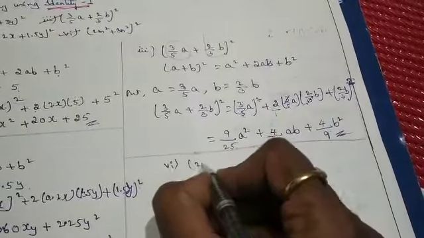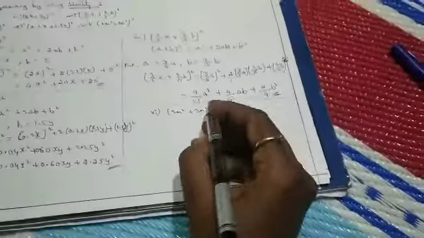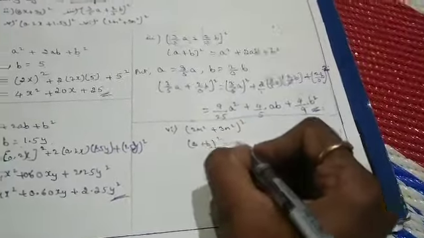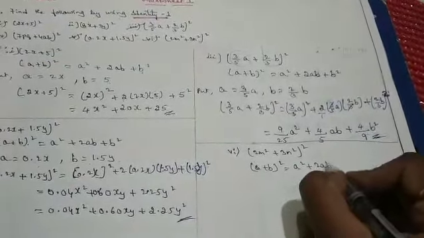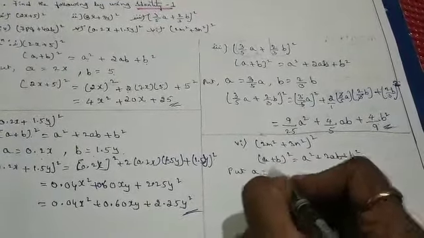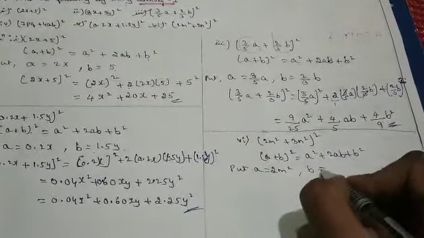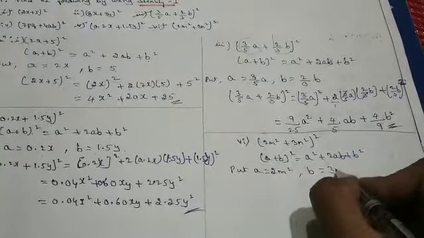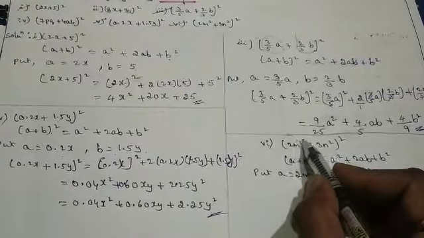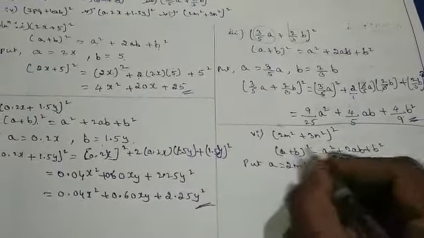Now we'll move to the sixth question. The sixth question is (2m square plus 3n square) whole square, right? Now apply the (a plus b) whole square formula: (a plus b) whole square equal to a square plus 2ab plus b square. Then put a is nothing but 2m square, and be aware, b equal to 3n square. Till now we were having only the variables, children, but here along with the variable we have power of variable. So be aware of it.